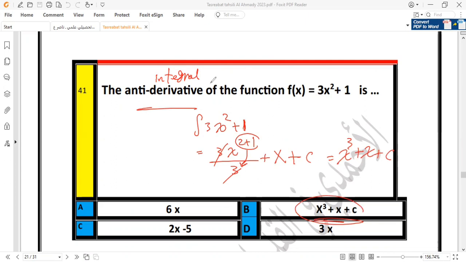How to find an integral? The integral of x to the power n equals x to the power n plus 1 over n plus 1. The integral of c is cx, such that c is a constant. Okay, number 41 is x cubed plus x like this.